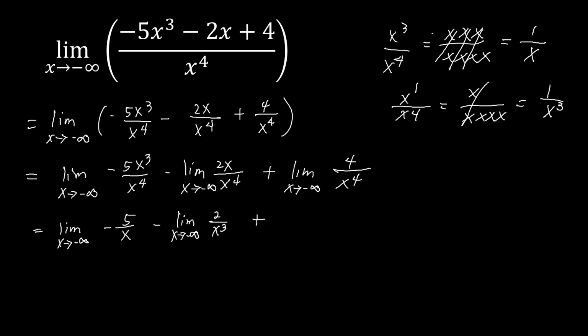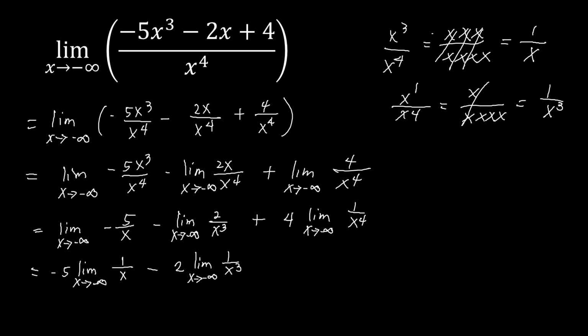We have plus. We've got a 4 here. We can take it out so that we can have limit of 1 over x to the power 4 as x approaches negative infinity. Then simplifying, we take out negative 5 here because it's a common factor multiple. So we have negative 5 limit. And then once we take out negative 5, we are left with 1 here over x as x approaches negative infinity. And then we have minus. We take out 2 as a common multiple, and a limit of 1 over x cubed as x approaches negative infinity. And then plus 4 times the limit of this one, that is a 0.